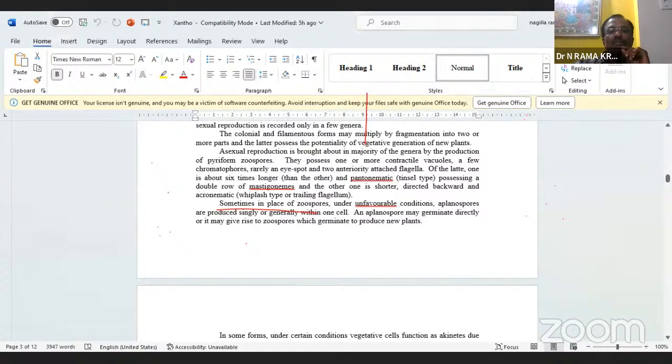So next, now you see here, the reproduction systems. Vaucheria reproduction systems are of three types: vegetative, asexual, and sexual reproduction. Next, you see here the vegetative reproduction system, which you already know very well. Asexual reproduction is by the formation of sporangia.